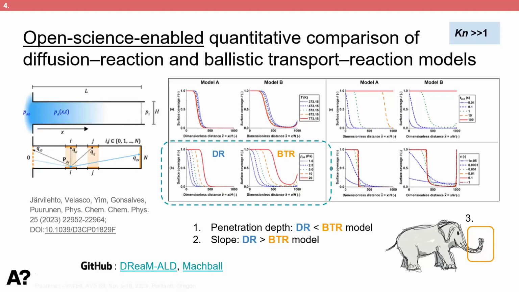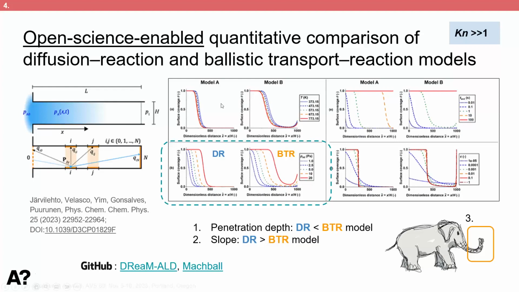So we were looking at the predictions or simulations by these models for identical conditions which are fulfilling all requirements. The Knudsen number had to be much higher than 1, because we had that ballistic transport reaction model. It was 100 or higher for all those cases. And we made a systematic comparison.